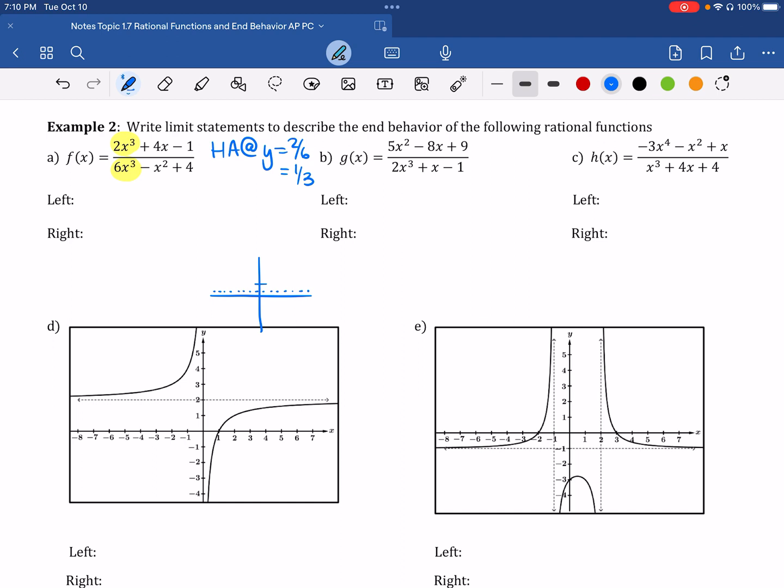But what it does tell me is that as x approaches positive and negative infinity, the end behavior, whether it be like that, or like this, or like that, or like this, either way, I can tell that my horizontal asymptote is 1/3, which tells me the limit as x approaches negative infinity is 1/3, and the limit as x approaches positive infinity is 1/3.